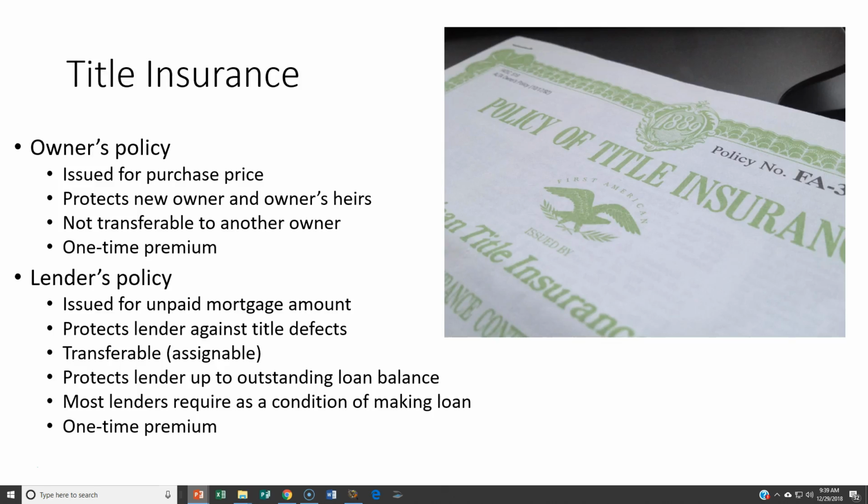If you're taking out a loan, the lenders usually need their own policy for the unpaid mortgage amount. So the lender's policy is issued for the amount of the unpaid mortgage. So the value of the policy changes over time as the mortgage is paid off. It protects the lender against title defects. It is transferable to anybody who buys that mortgage from the original mortgagee. And protects the lender up to the outstanding loan balance, and most lenders do require this before they give you a loan. One-time premium paid at closing, usually by the lender.